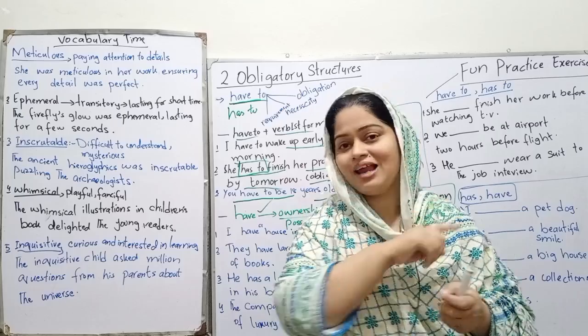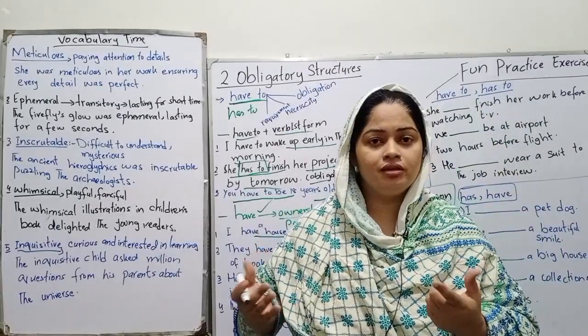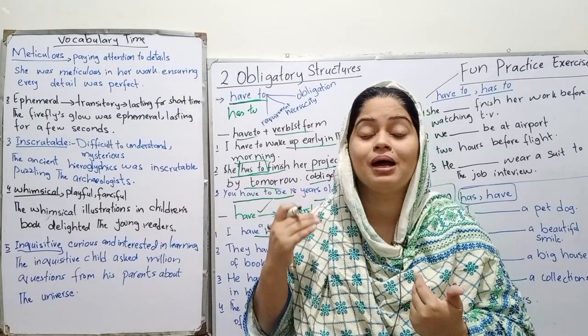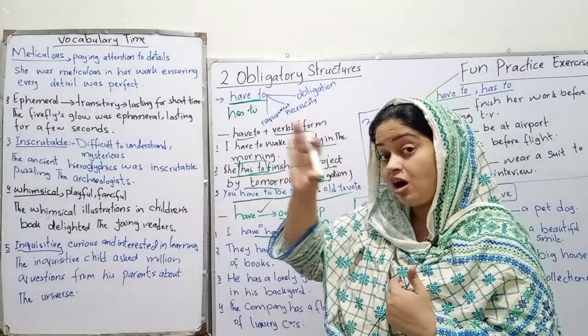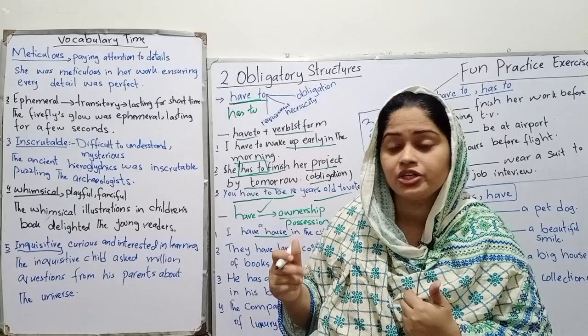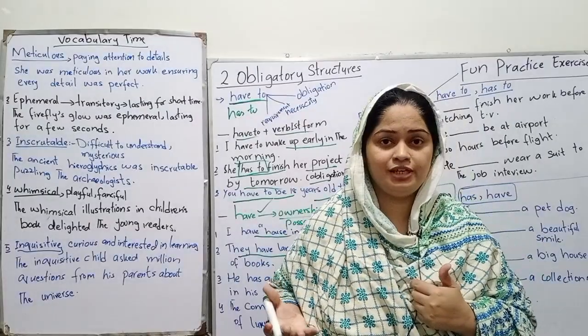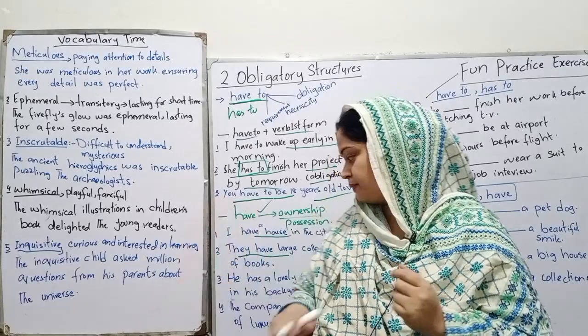I have a mobile phone. For example, I have a house in the city. This house belongs to me, it is in my possession, it is in my ownership. I have a house. This shows the ownership. They have a large collection of books. It means they possess a large collection of books.